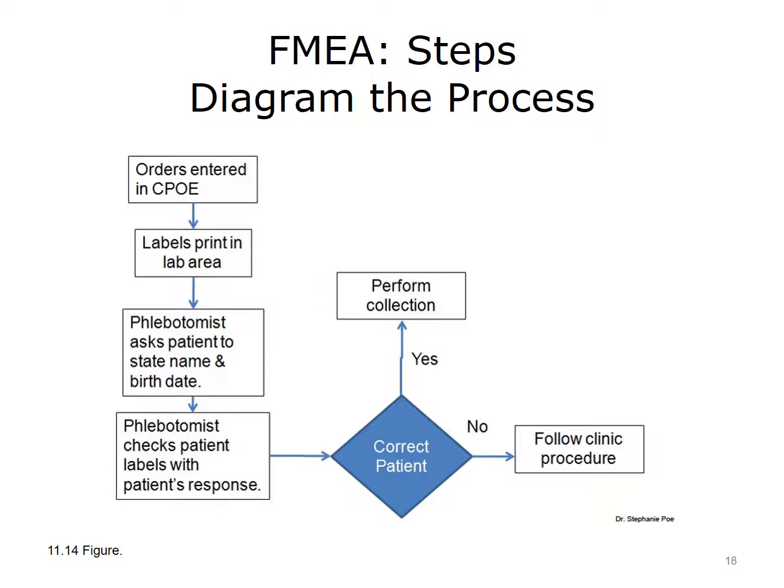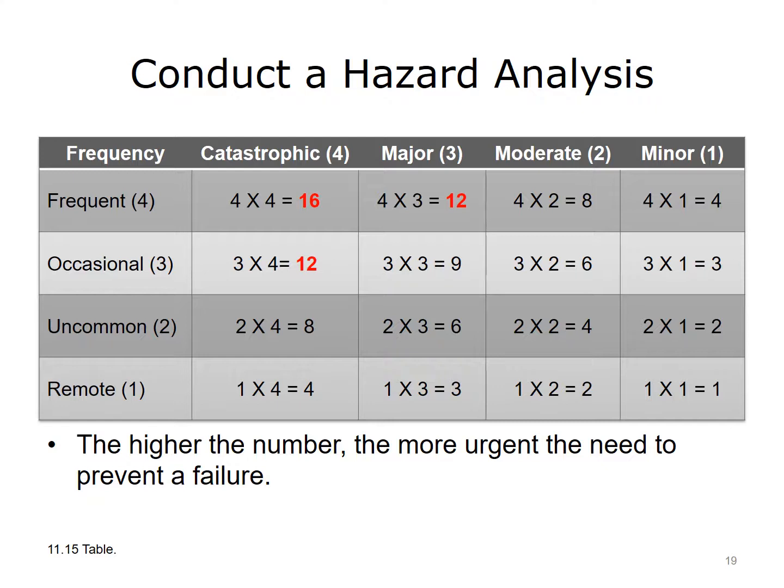Or the phlebotomist could lead the patient to affirm an incorrect identity by phrasing the question to include the incorrect name. Quote, Mr. Jones, right? Unquote. Finally, the phlebotomist could fail to check the patient's lab requisition label with the patient's response. During the hazard analysis, the team may find that most often, phlebotomists forget to request the patient's name and birth date. This could lead to inappropriate or missed lab draws.